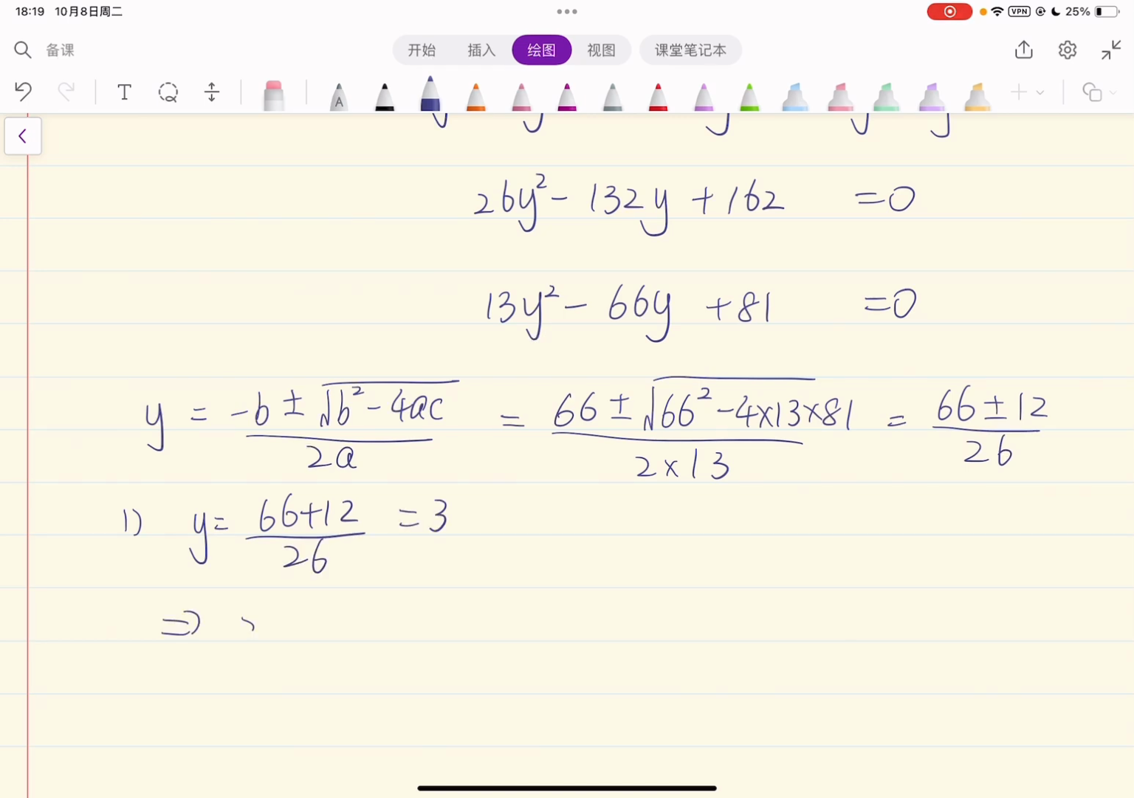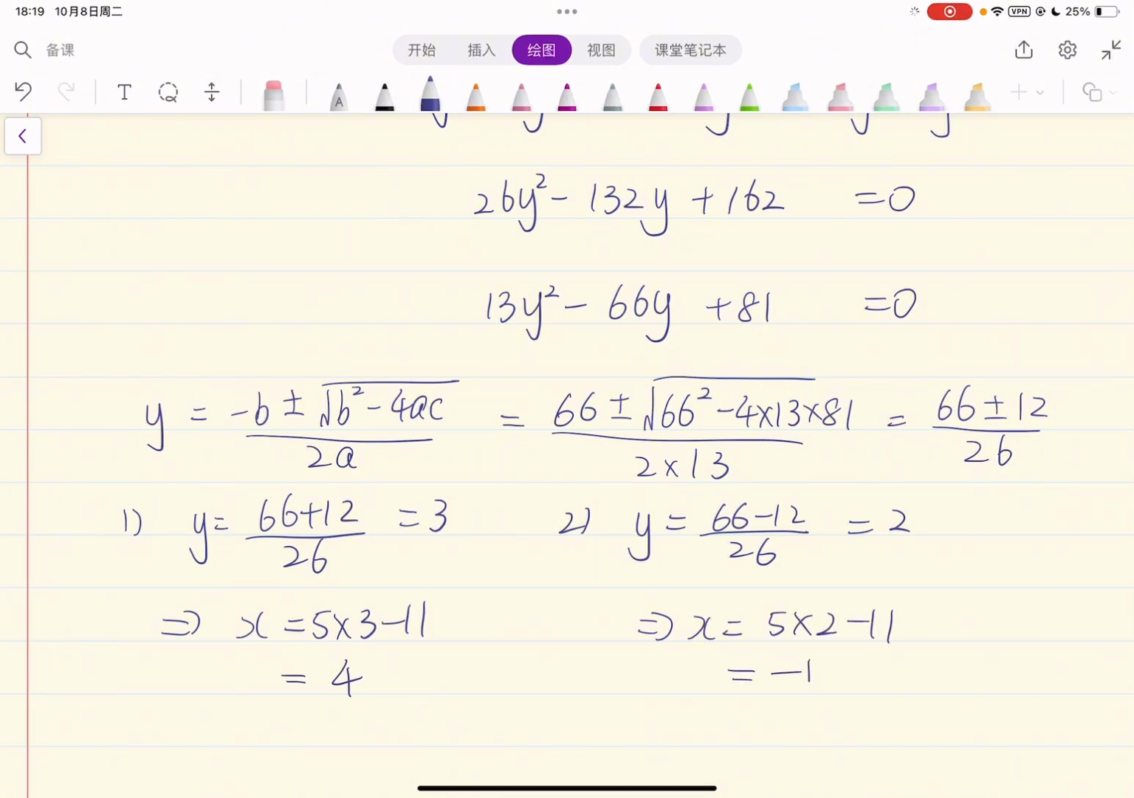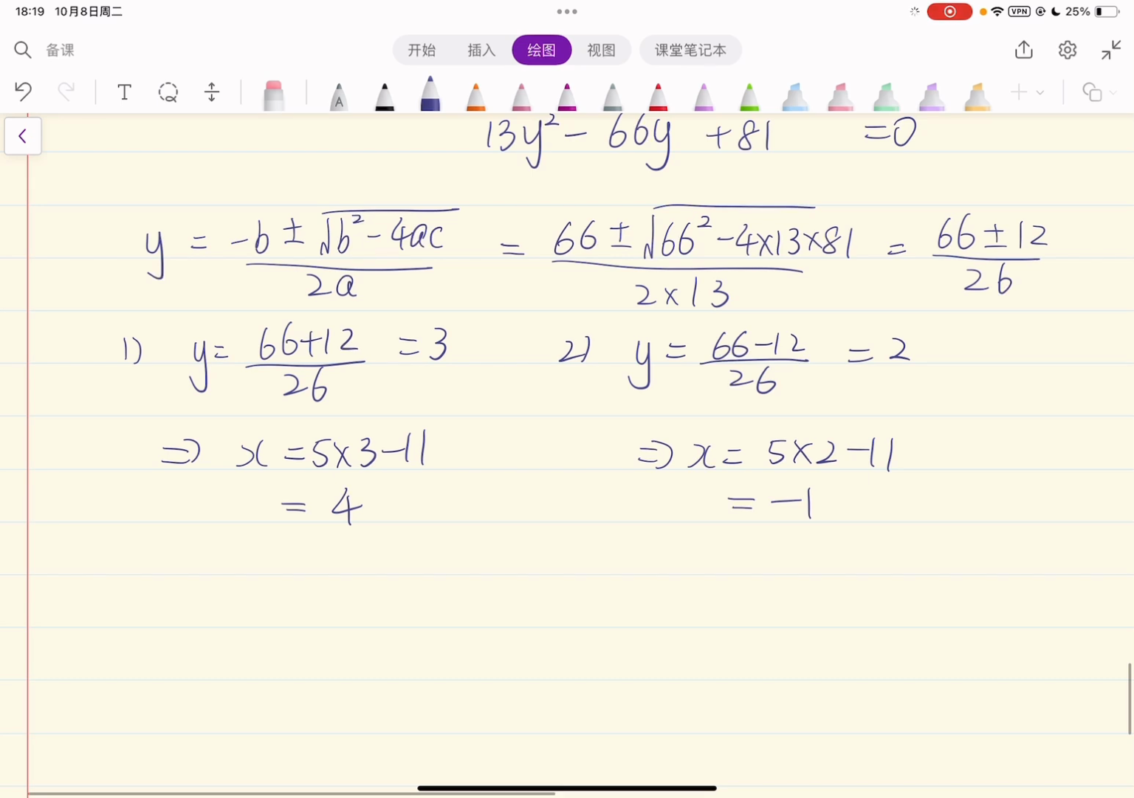So x equals 5 times 3 minus 11 equals 4. And the second solution is y equals 66 minus 12 over 26 equals 2. So x equals 5 times 2 minus 11 equals minus 1. Then we have 2 points. That is 4, 3 and minus 1, 2. So P, Q are the points.